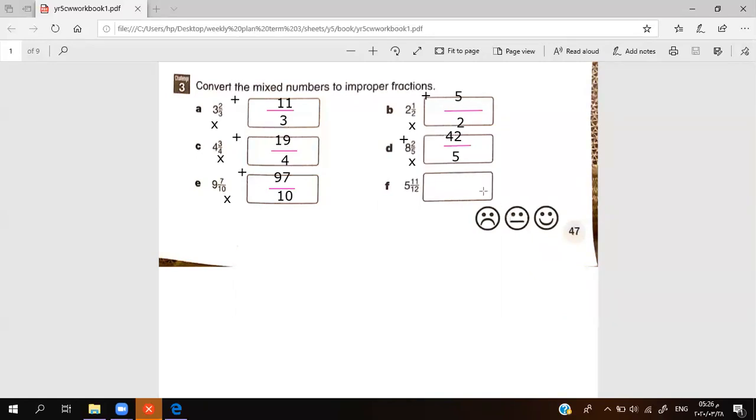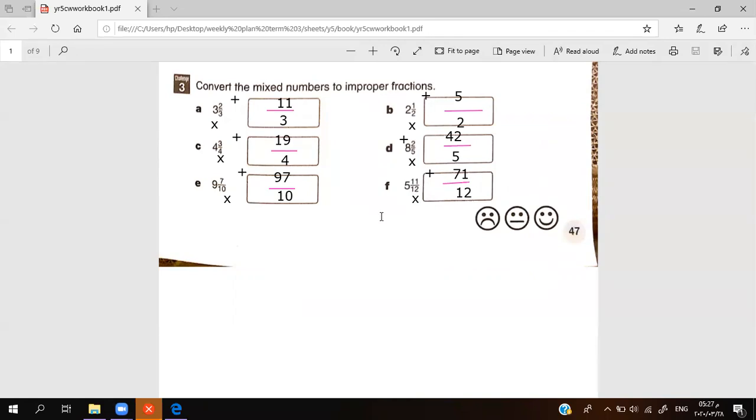Okay, here, the denominator will stay as it is, which is a 12. How am I going to find the numerator? Multiply down and then add up. The whole number times the down number. 5 times 12 is 60. And then plus up, 60 plus 11 is going to be 71. Okay, hope you made it right.